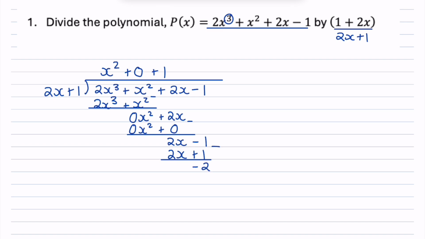So here, this polynomial, I can rewrite as 2x plus 1 times x squared plus 1 with a remainder of minus 2. So there I have my polynomial. It's divided by 2x plus 1, and in this case, I have a remainder of minus 2.